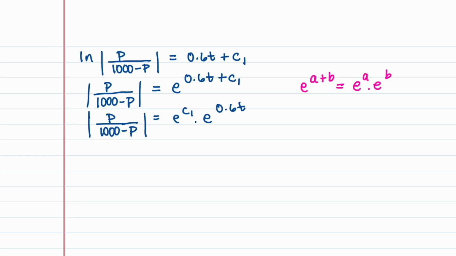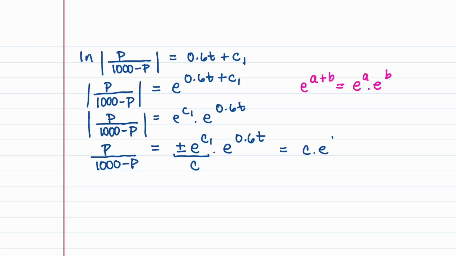Now we need to get rid of the absolute value. So we're going to introduce a plus or minus, and I'm going to pull that to the right-hand side. On the left, then, we just have P all divided by 1,000 minus P. And then on the right, there's our plus minus e to the c1 times e to the 0.6t. Let's make this easier, and let's assign plus or minus e to the c1 to just be C. So we can rewrite our right-hand side as C times e to the 0.6t.